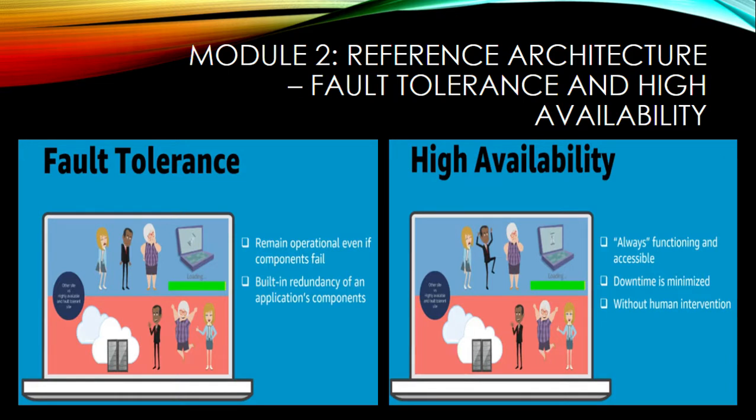Fault tolerance refers to the ability for a system to remain operational even if some of the components of the system fail. It can be seen as the built-in redundancy of an application component. Then we have high availability, which is a concept regarding the entire system. Its goal is to ensure that your systems are always functioning and accessible, and that downtime is minimized as much as possible without the need for human intervention.